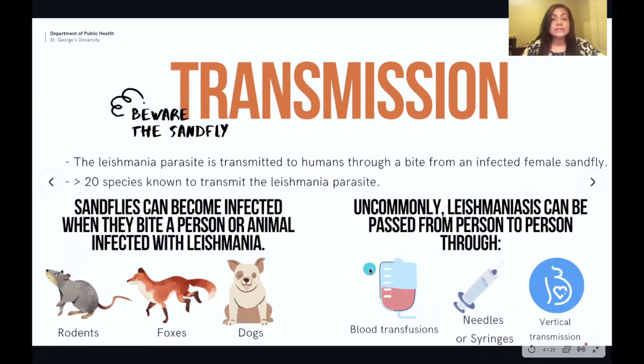Uncommonly, Leishmaniasis can be passed from person to person through blood transfusions, needles and syringes, and vertically from mother to child. There are many domestic and wild animal species that carry the parasite. These include rodents, foxes, and dogs.